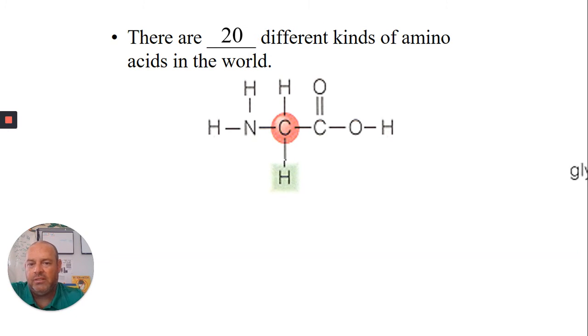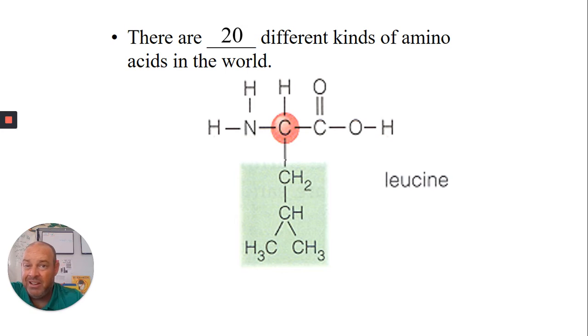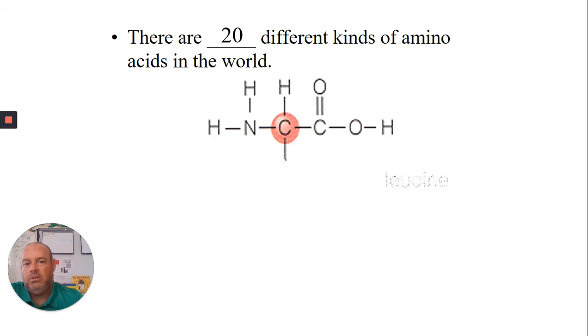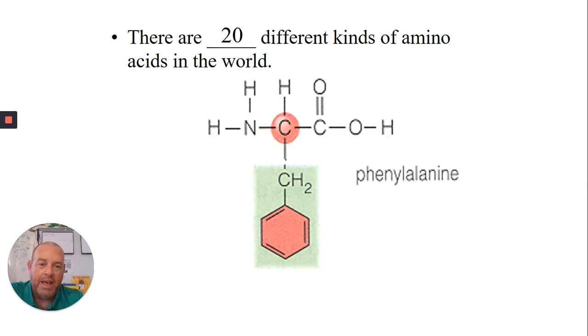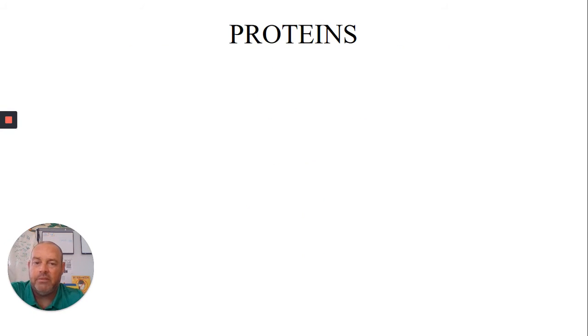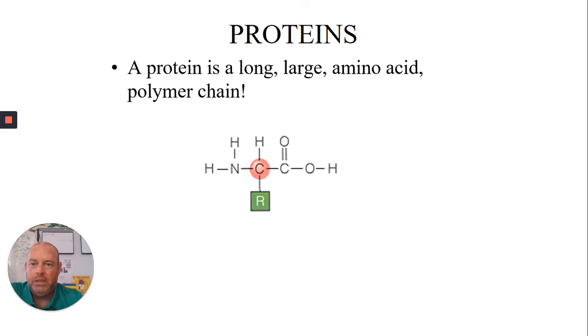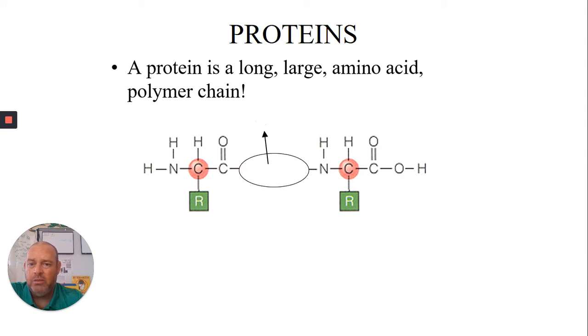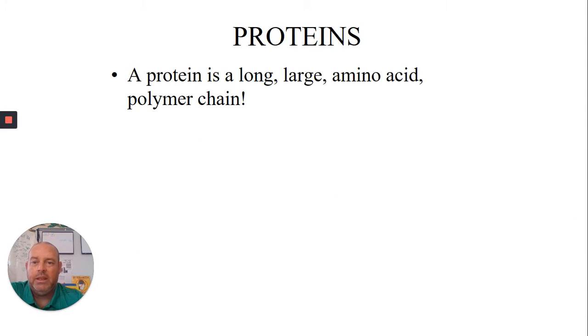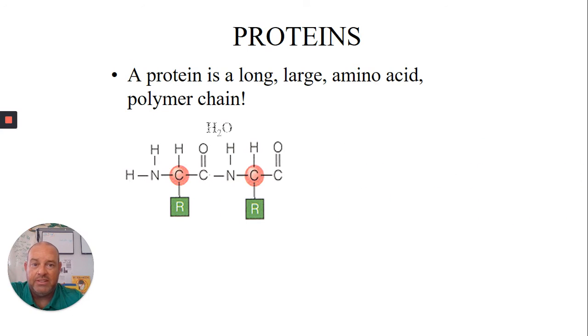Okay. So if you look at the slideshow here, you can put an H on there, that's glycine. If I switch out the H and I put that thing on there, that's leucine. If I switch it out again and go with that, that's phenylalanine. So the rest of it stays the same. The whole stem, the whole backbone stays the same, but that R group is interchangeable, and that's what makes all the different amino acids.